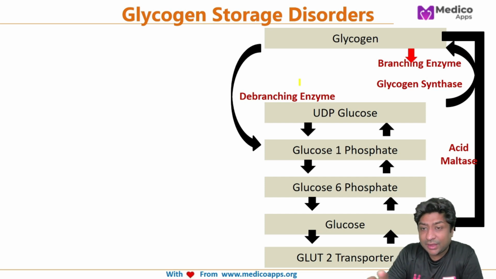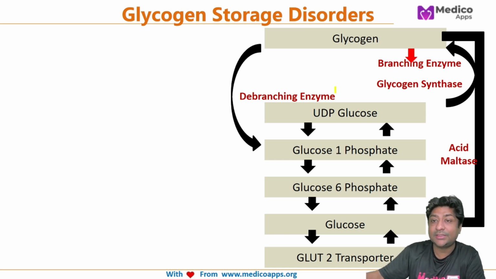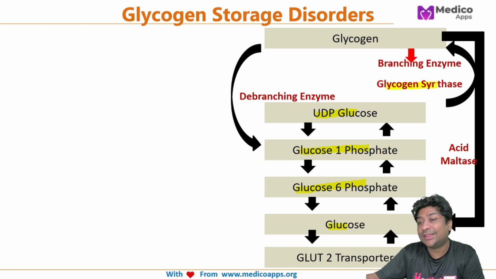So this is again a very simplified way to show you the entire glycogen metabolism. I have already explained this: glucose is converted to glucose 6 phosphate, into glucose 1 phosphate, into UDP glucose, and with branching, glycogen synthase and branching enzyme, it is converted to glycogen.